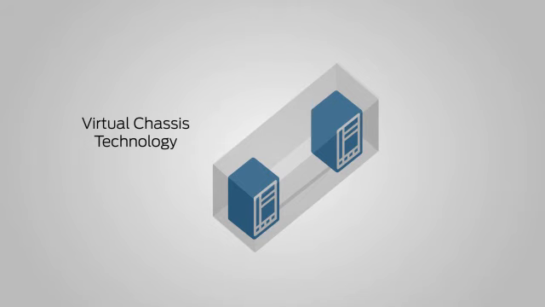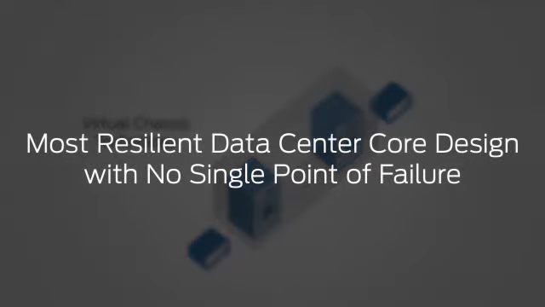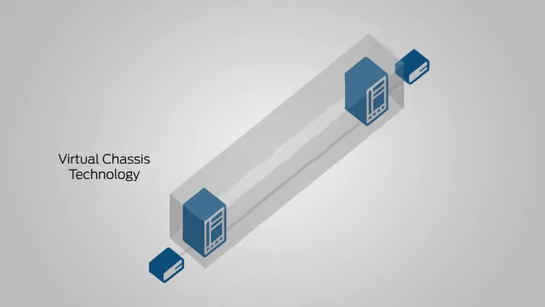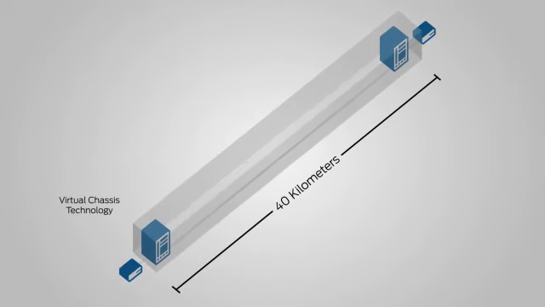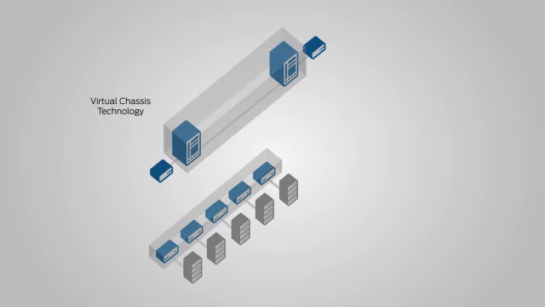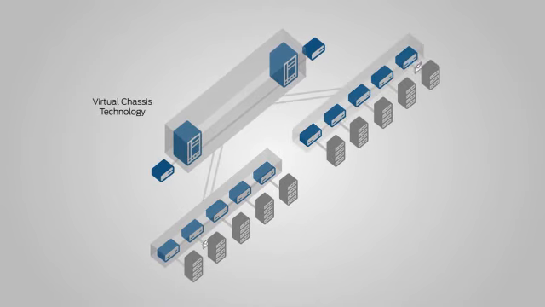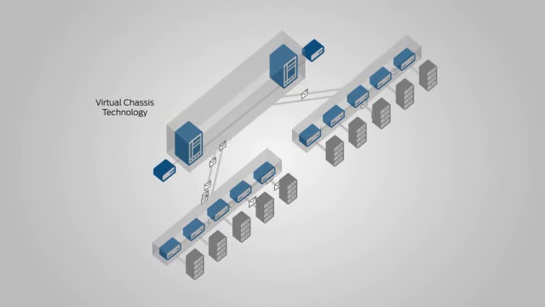The switches employ redundant external routing engines to separate control plane functionality from the data plane, delivering the most resilient data center core design with no single point of failure. Member switches can be separated by up to 40 kilometers, allowing a single EX8200 virtual chassis configuration to span multiple floors or buildings. This creates a simpler, flatter network with higher performance and lower operating costs.